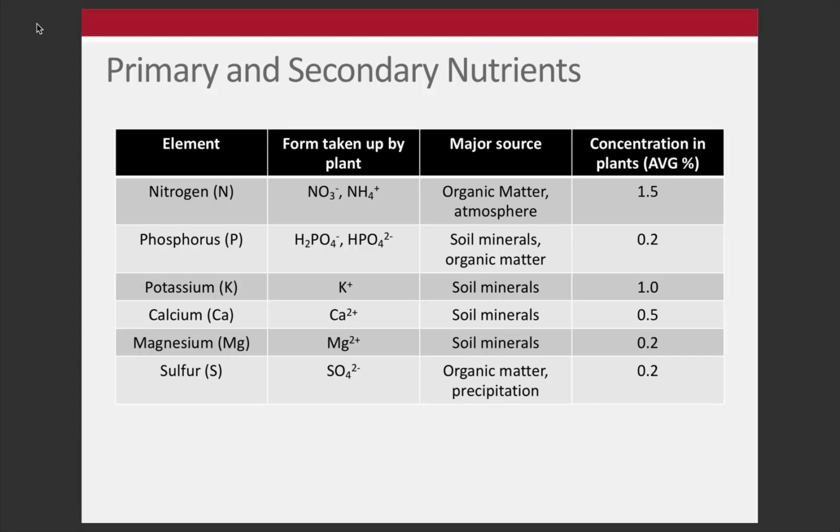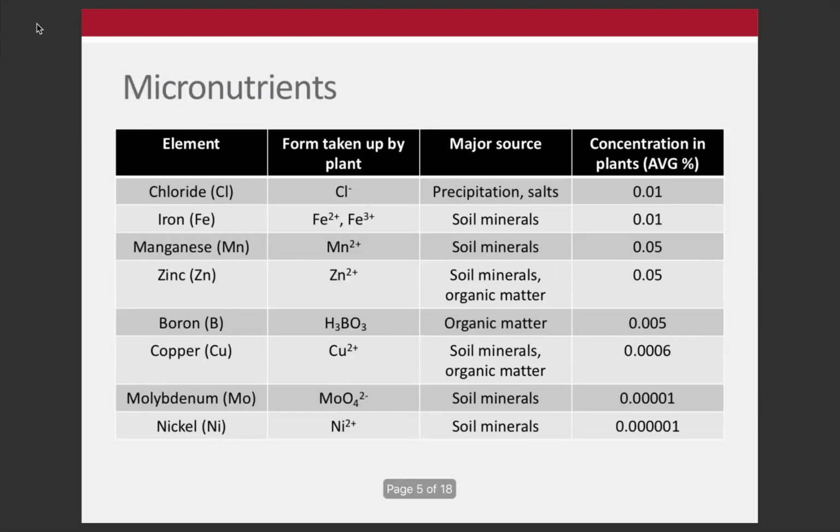But let's just think about this in terms of percentages. So nitrogen and potassium maybe somewhere between 1-2%. Then we get into calcium at maybe 0.5%. Magnesium and sulfur about 0.2%. Now let's talk about the concentrations for the micronutrients. Okay, so again, we've got 8 of them here.